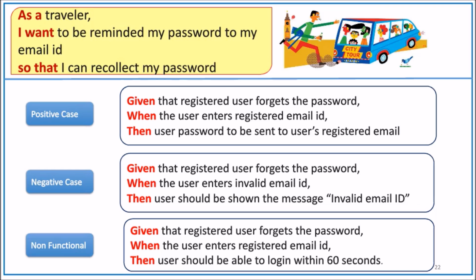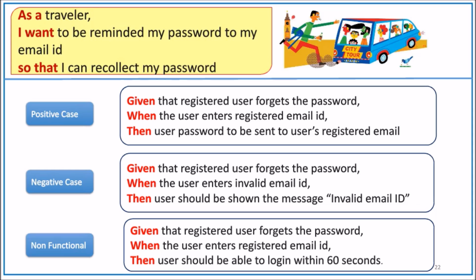That's an expected thing. What's the negative case? Given that a registered user forgets the password, when the user enters an invalid email ID, then the user should be shown the message invalid email ID. It means we don't have this email ID in our database, or this particular email ID has not been registered so far. Non-functional: given the registered user forgets the password, when the user enters the registered email ID, then the user should be logged in to the portal within 60 seconds.